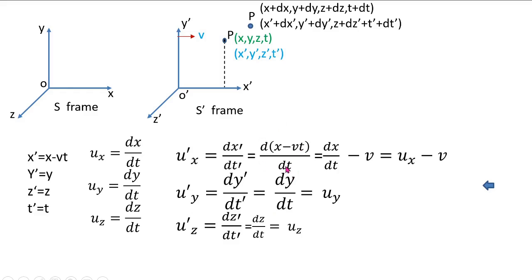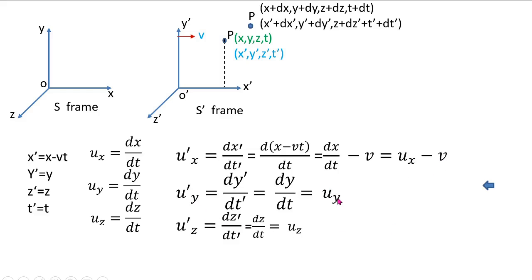If we differentiate this with respect to t, then we get dx by dt minus v, because v is constant and the derivative of t with respect to t is 1. But dx by dt is ux. Therefore ux dash is equal to ux minus v. This is the first velocity transformation equation: ux dash is equal to ux minus v.